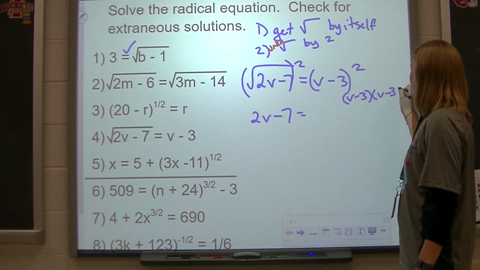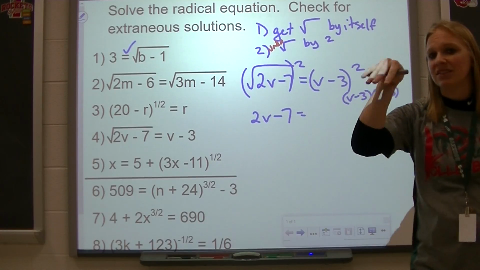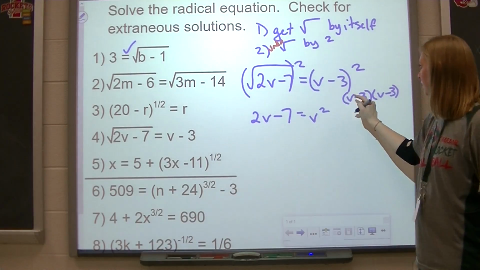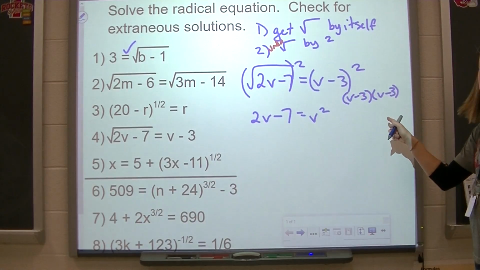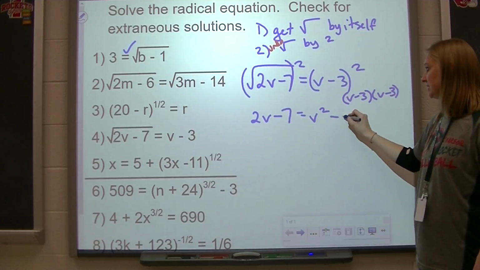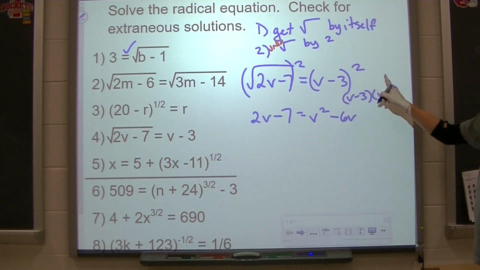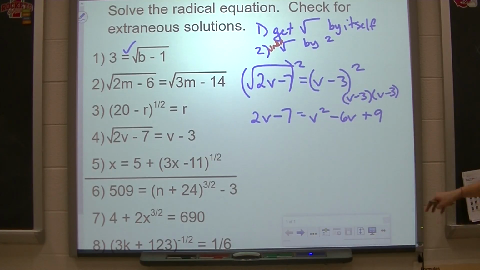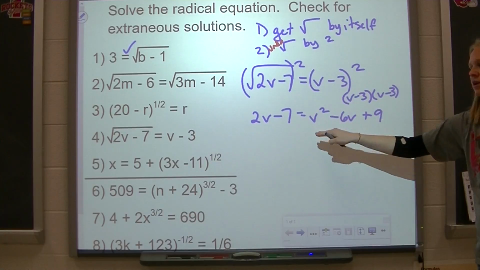times v minus 3. So we have to recall our last lesson of FOILing. V times v is v squared. V times negative 3 is negative 3v. Negative 3 times v is negative 3v. Negative 3v and negative 3v is negative 6v. And negative 3 times negative 3 is positive 9. So this is v minus 3 squared.